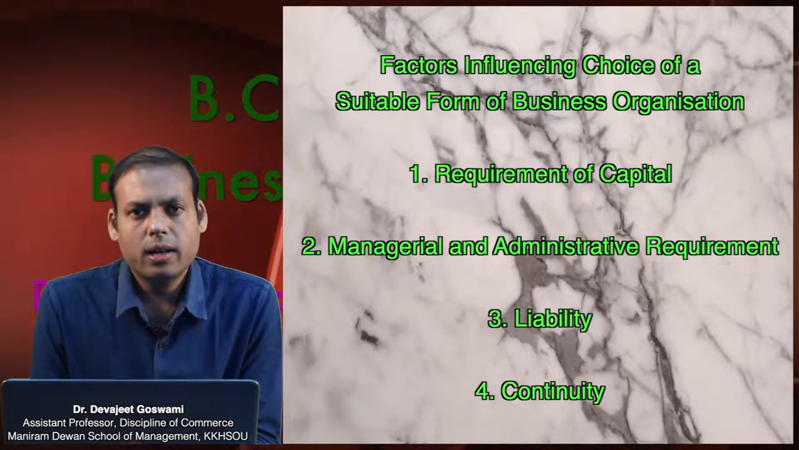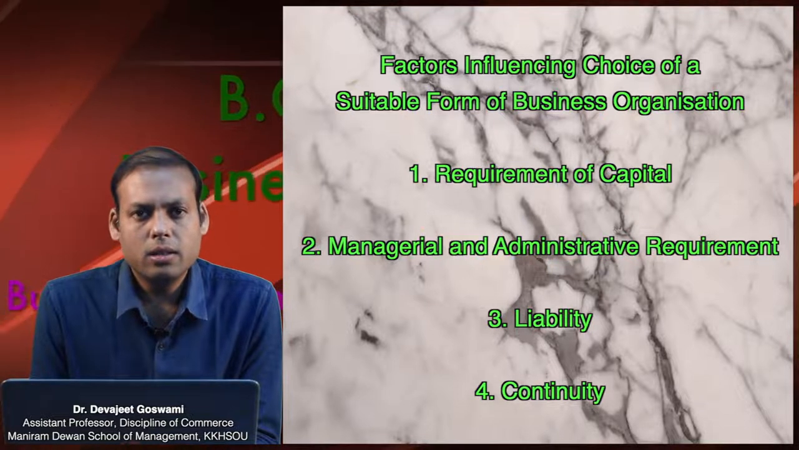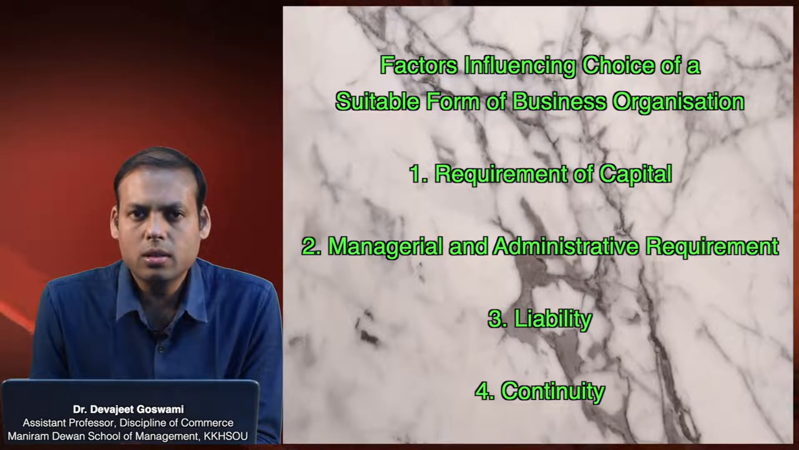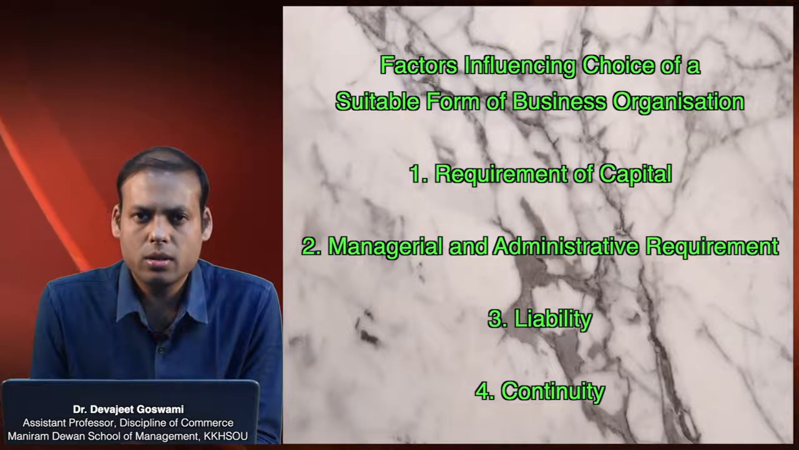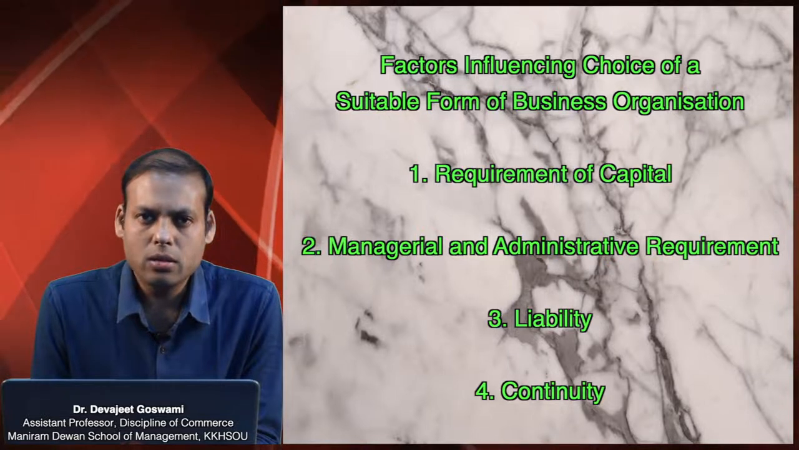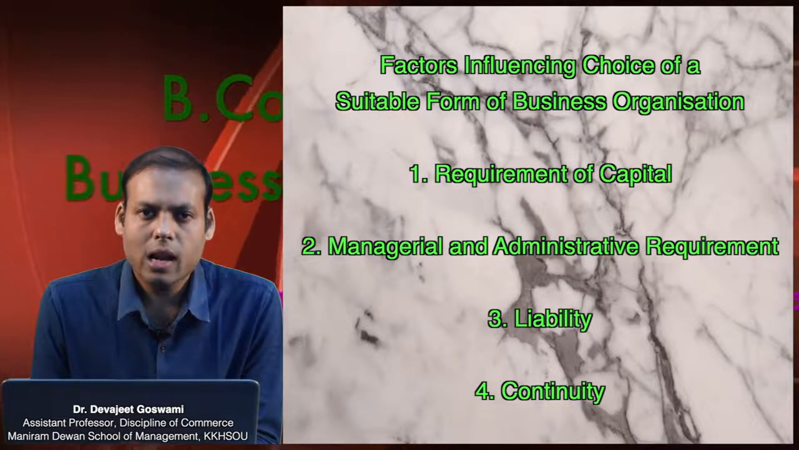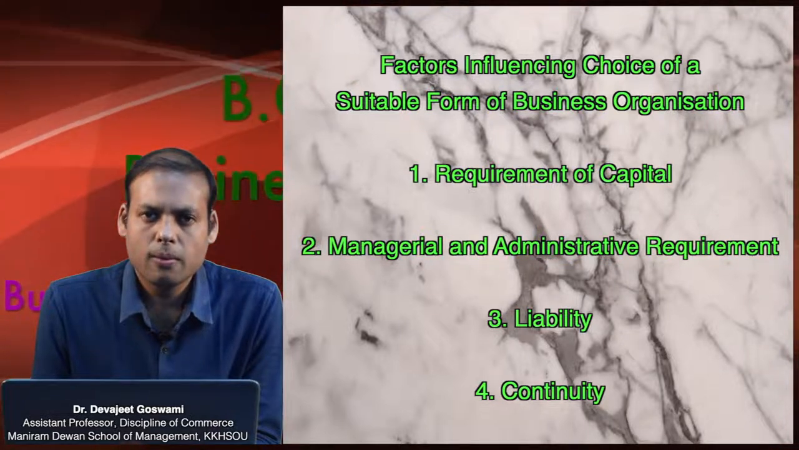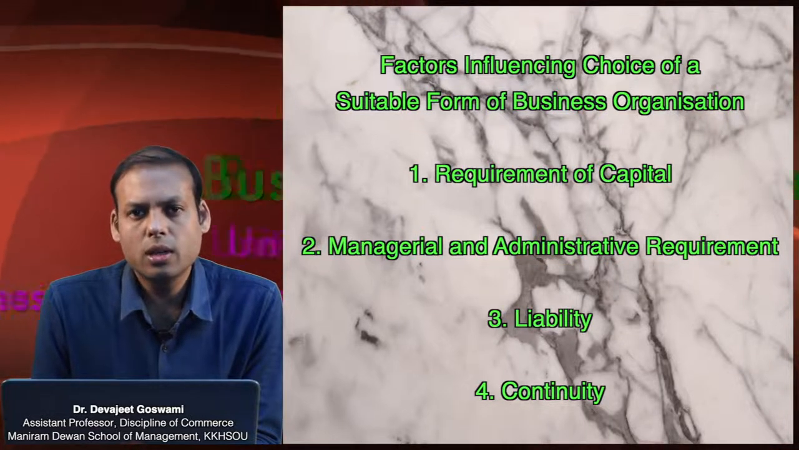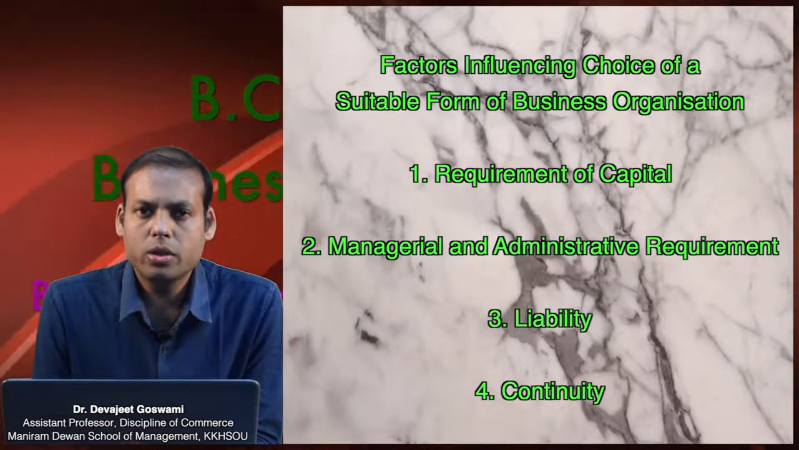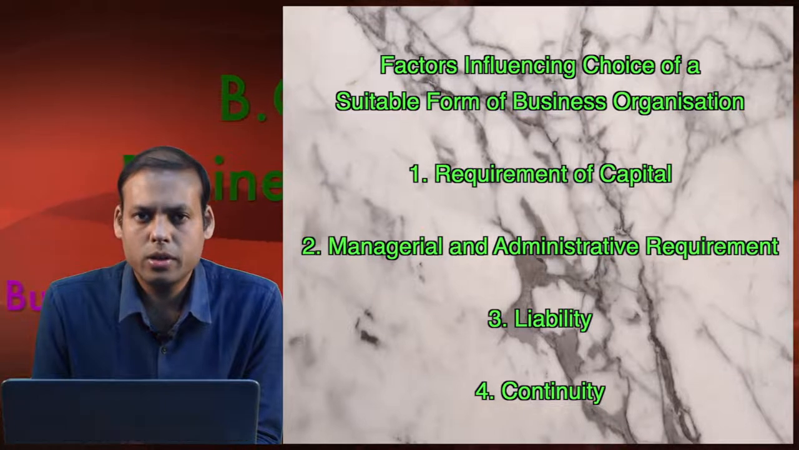Then third one, liability. As you are aware, in case of sole trade business, the liability of the sole trader is unlimited. That is, his personal property may be utilized for paying business liabilities. The same is the case with partnership business. But in case of joint stock company, the liability of the shareholders is limited to the value of the shares that they have purchased.